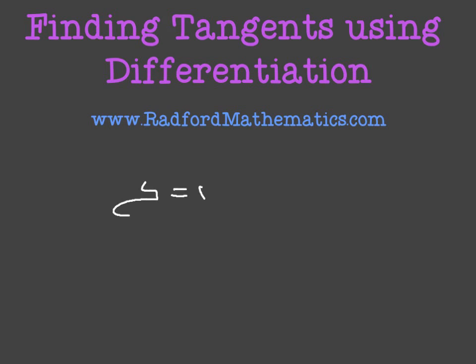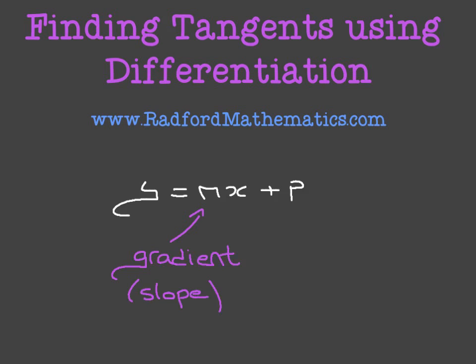y is equal to mx plus p, where m is the gradient, also known as the slope, and p is the y-intercept. And remember, p is equal to the y value at which the line cuts the y-axis.